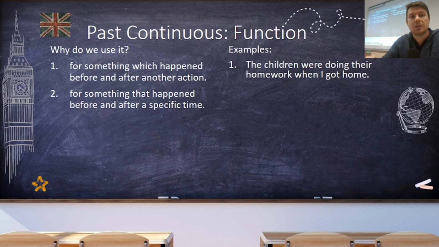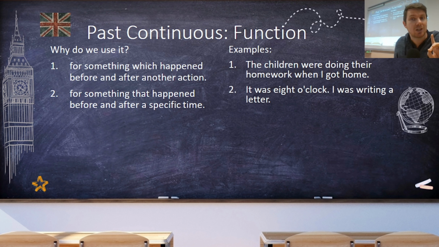The second reason is for something that happened before and after a specific time. So in the first example here, we have before and after another action. And in the second one here, we can see it's after a specific time. Let's look at an example. It was 8 o'clock, specific time. I was writing a letter. So we could say, if we want to make that one sentence, I was writing a letter at 8 o'clock. Okay? So we can put them together with the word at.